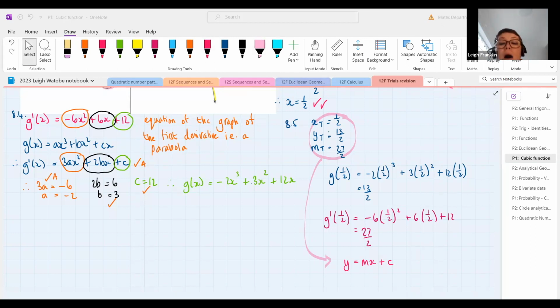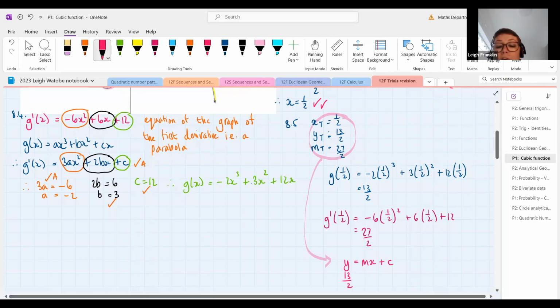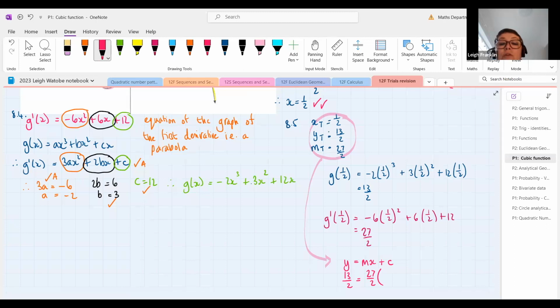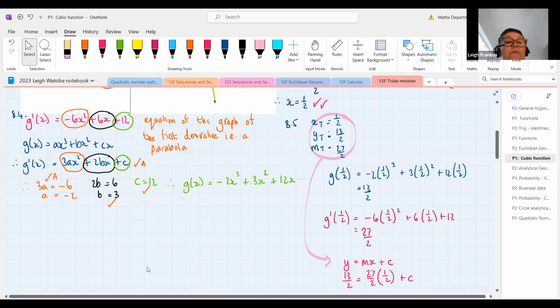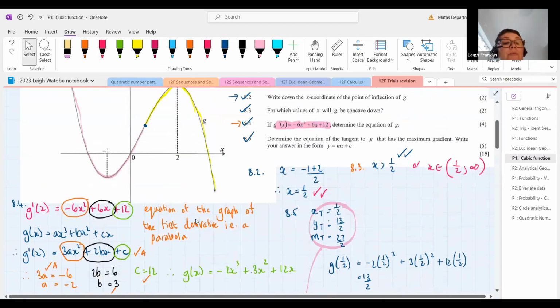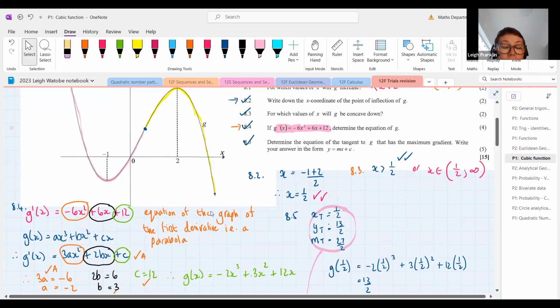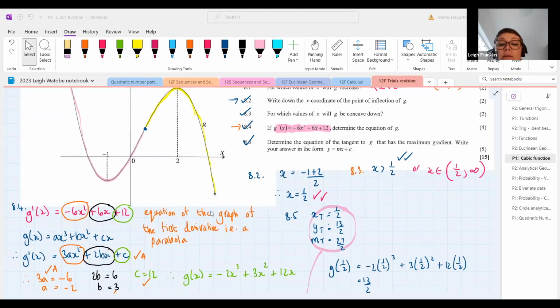So the y at the point of tangent C is 13 over 2. The gradient is 27 over 2. And the x coordinate is 1 over 2. This is going to allow us to calculate the value of C, which is going to be the y-intercept of this tangent. There we go, Tsegofatso, quite right.